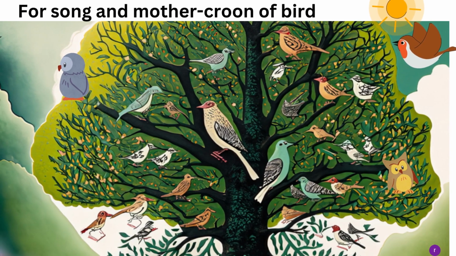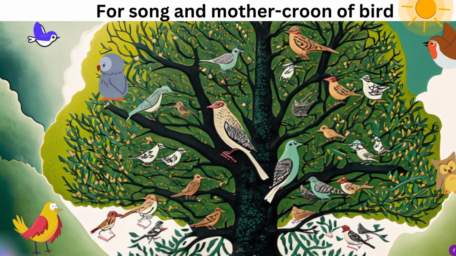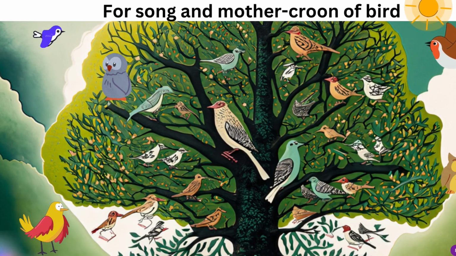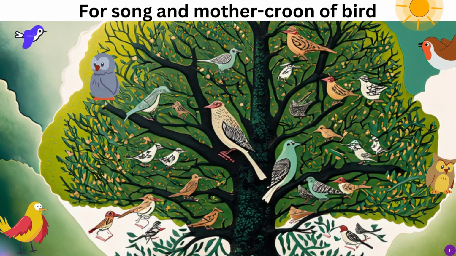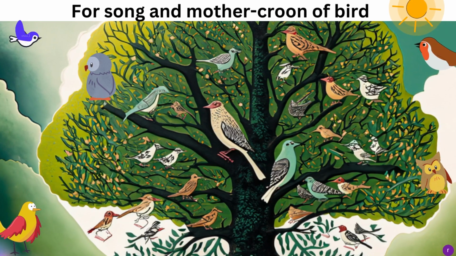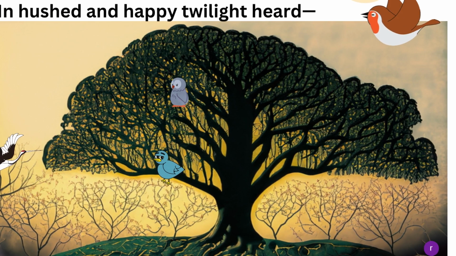For song and mother croon of bird. Mother croon of bird means the soft song that mother bird is singing to her young ones. So the poet again says that the man plants the tree for the mother bird who sings to her young ones happily. In hushed and happy twilight heard.